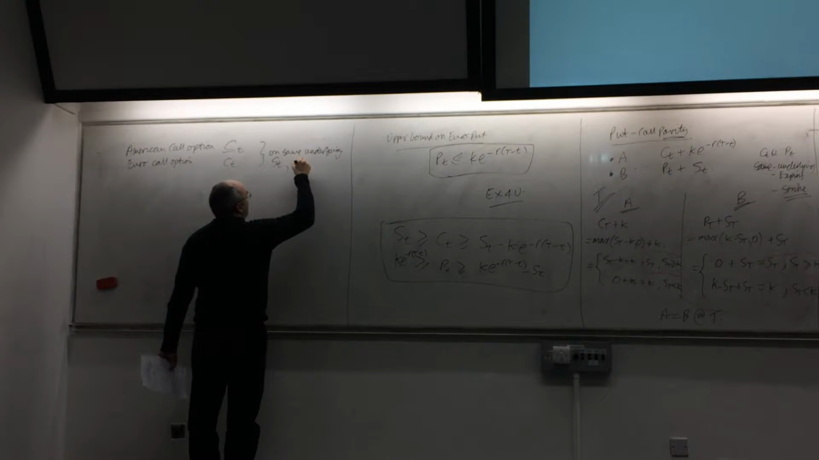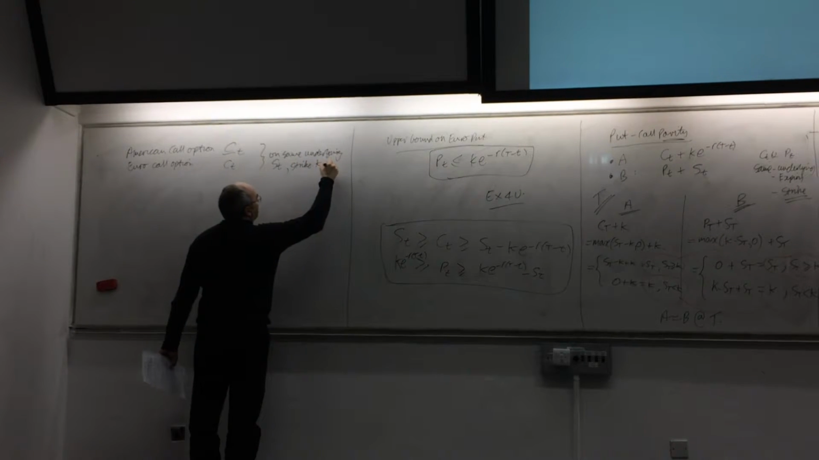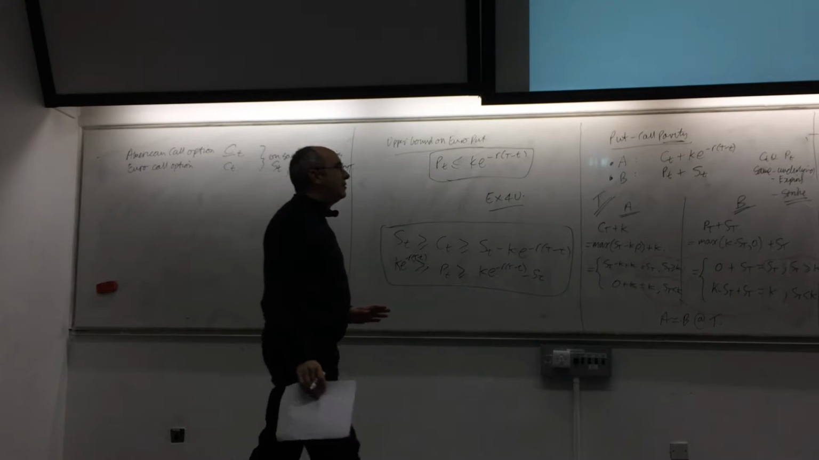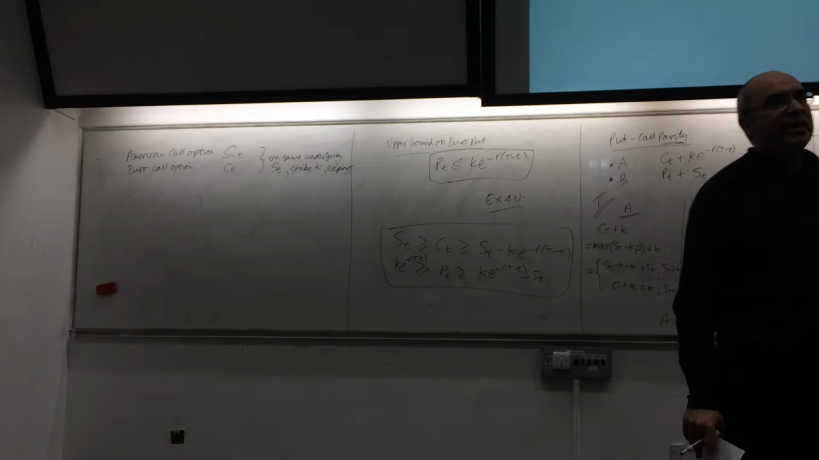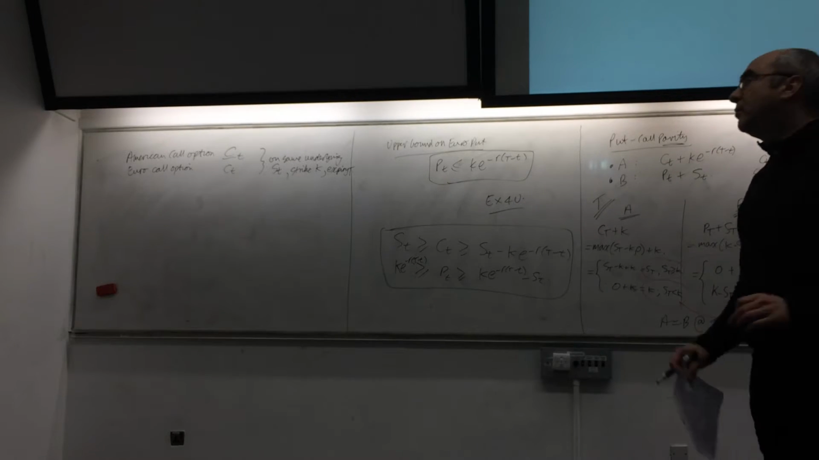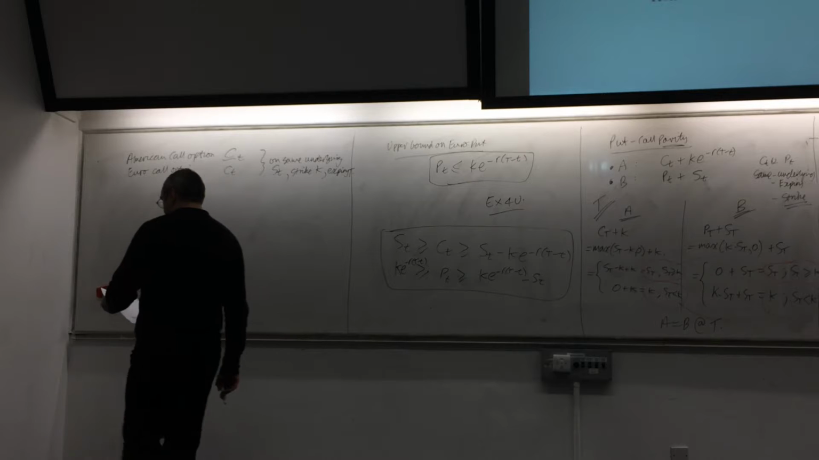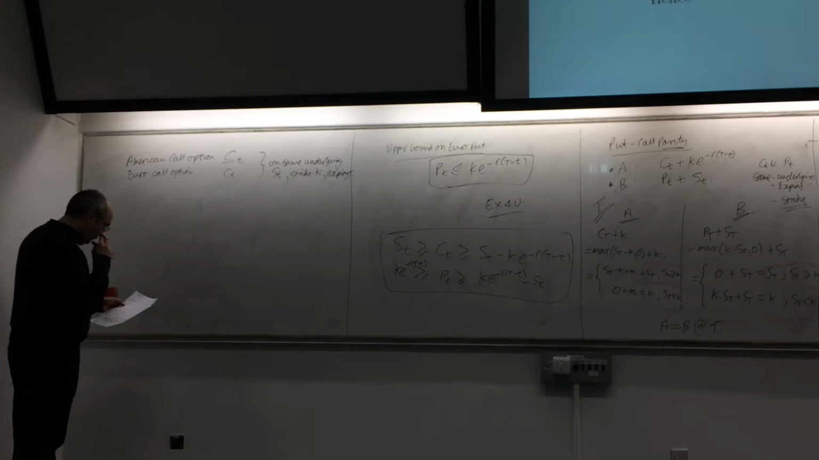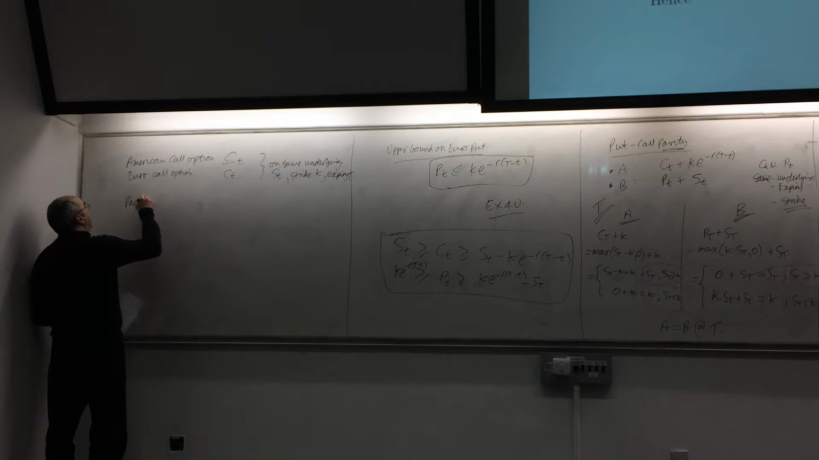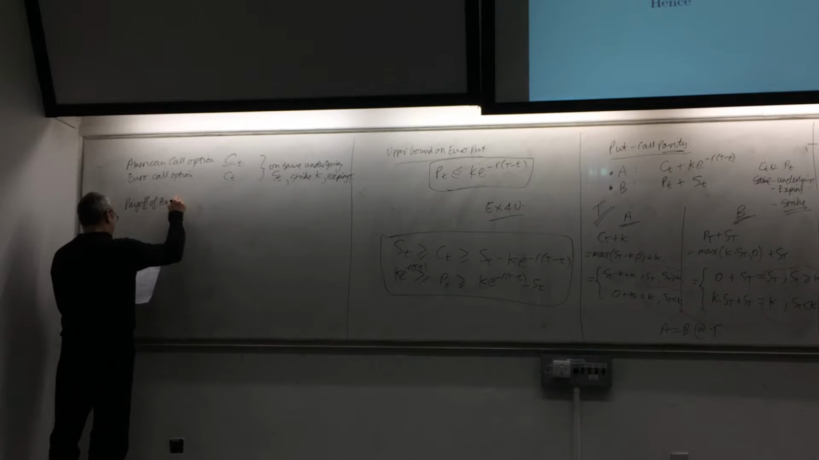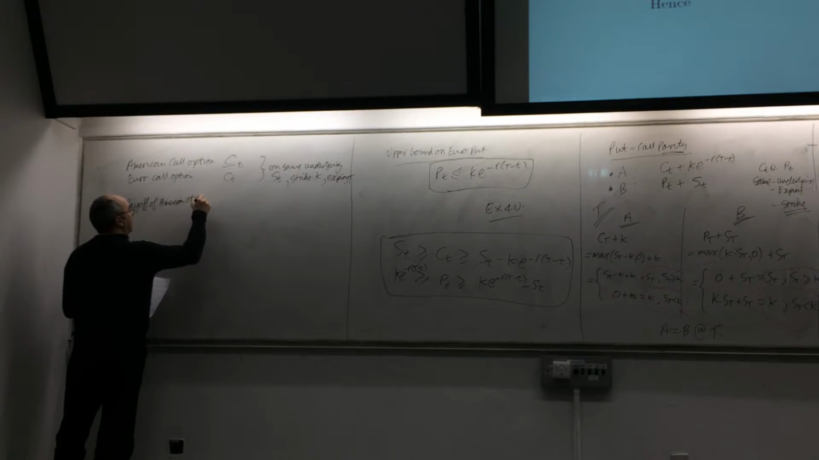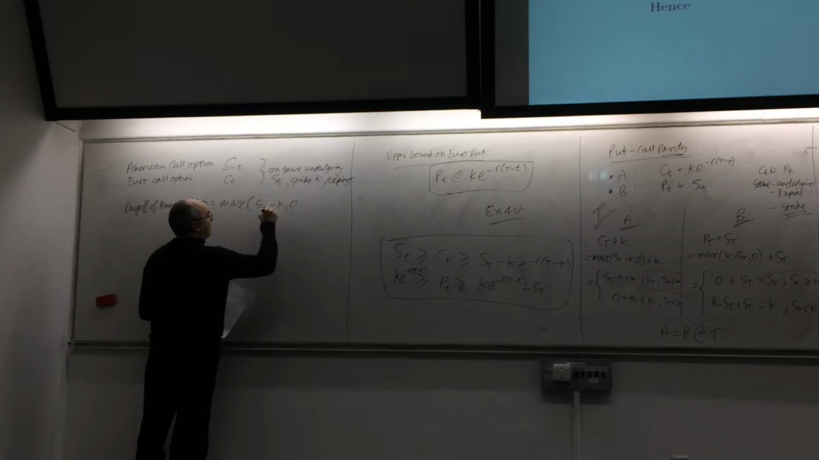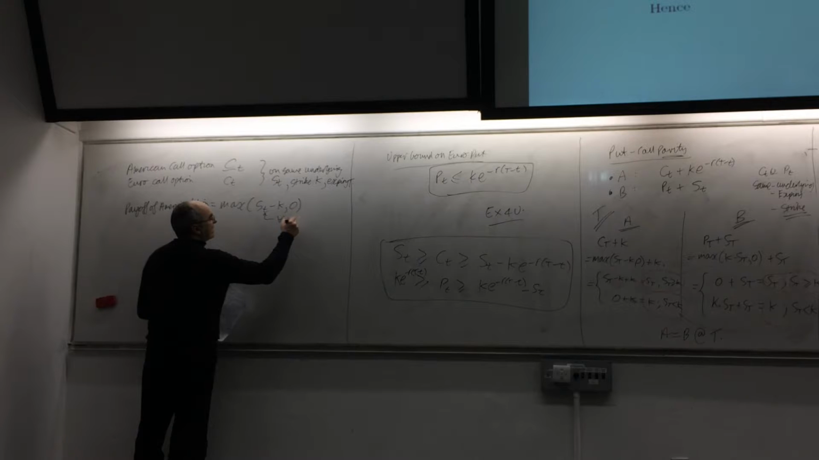Price ST, strike K, and expiry capital T. So the only difference between them is that one's an American and one's a European. Right, what is the payoff of the American option? Well, that is the max of ST minus K and 0 for all t less than or equal to T.